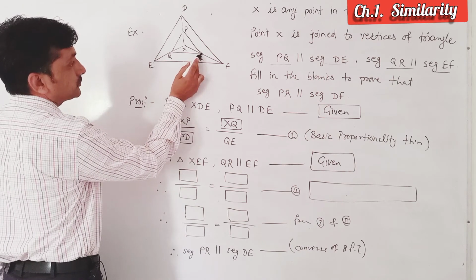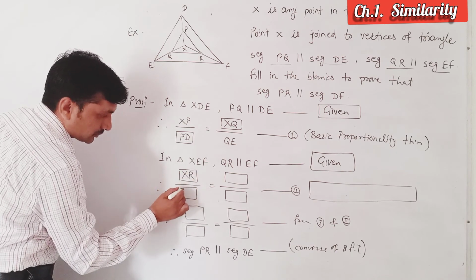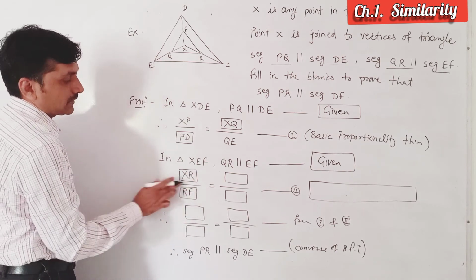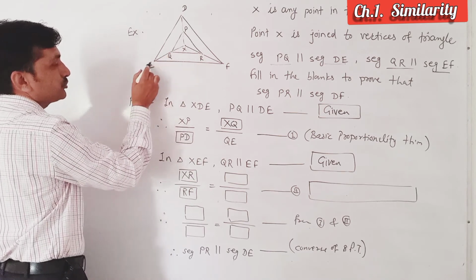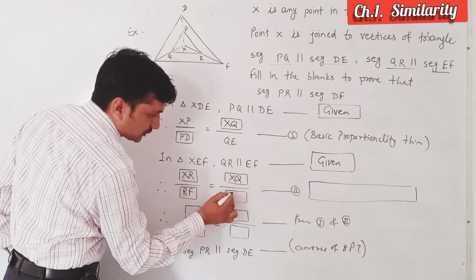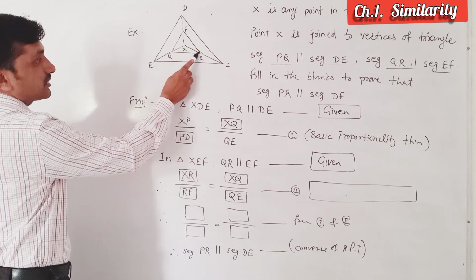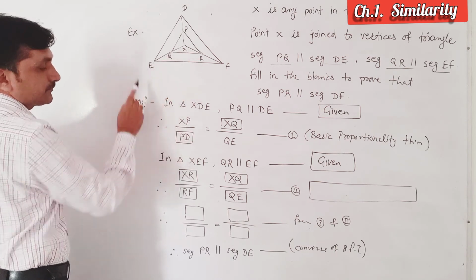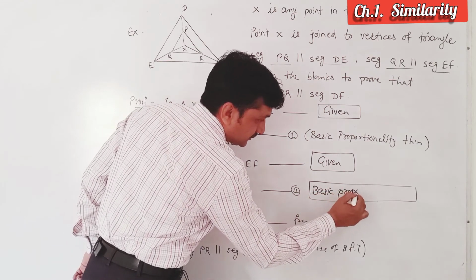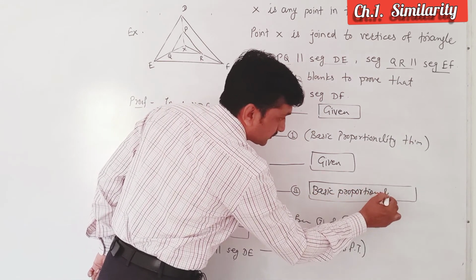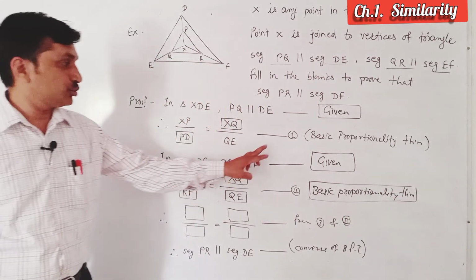First I take R. XR upon RF is equal to the second at Q. You can write this also first, no problem. XQ upon QE. Okay, QR is parallel to this. XR upon RF equals XQ upon QE. Number 2, reason here: basic proportionality theorem, same that we have given above. Now you compare 1 and 2.